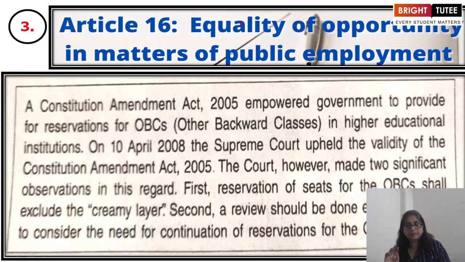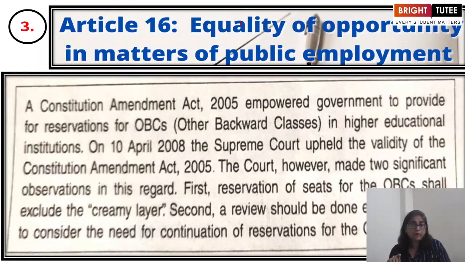And the exception cases are, first, nothing can prevent Parliament from making any law prescribing, in regard to a class or classes of employment or appointment to an office under the government, any requirement as to residence within that state or union territory prior to such employment or appointment.